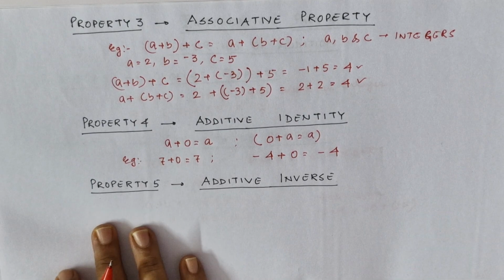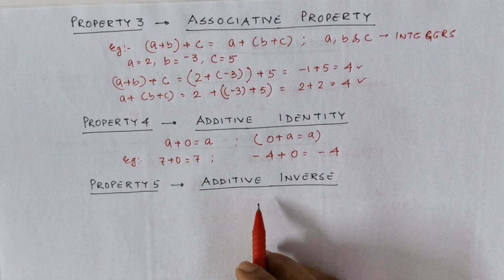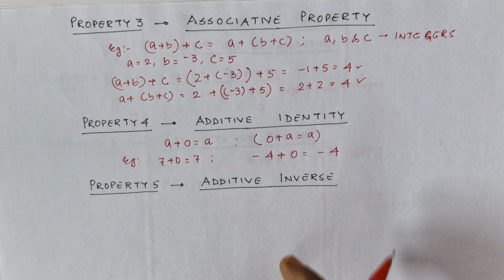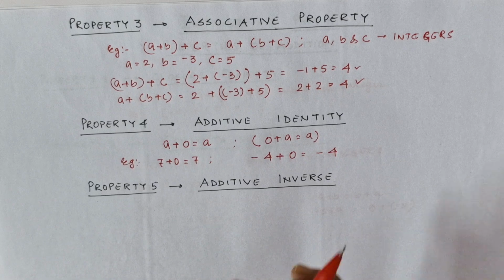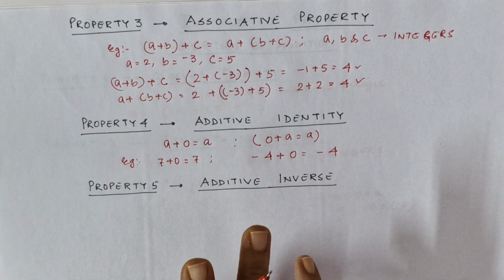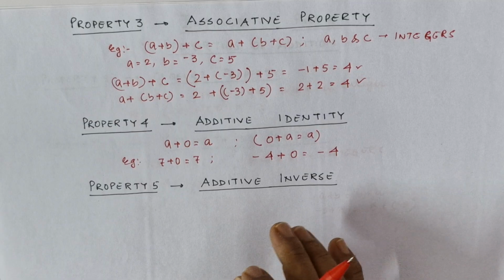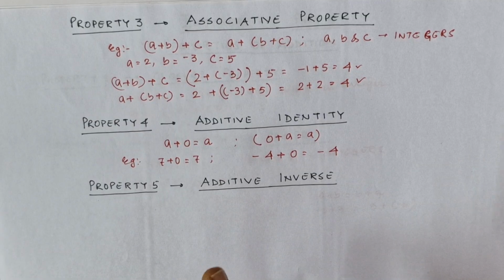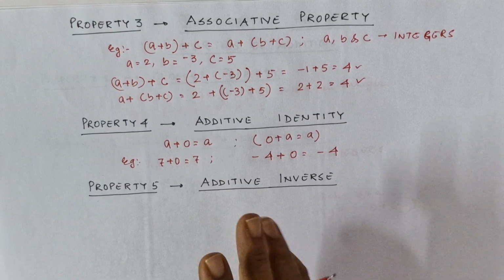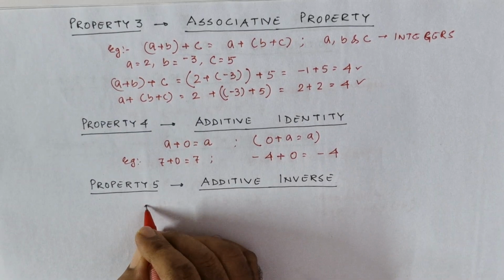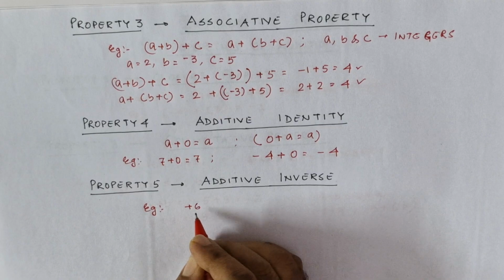So let's come to the last property, the fifth property, known as additive inverse. See what additive inverse is saying. For every integer there exists another integer which when added makes the sum 0. Example, see, I have taken +6.